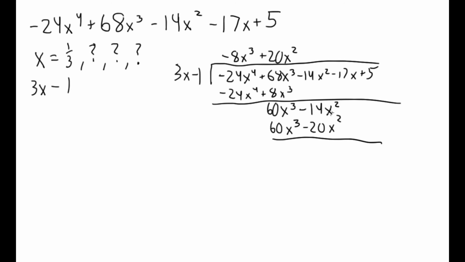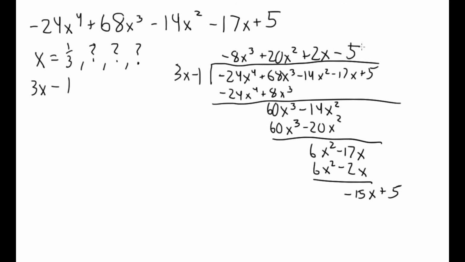Sorry, I forgot to bring down the negative 14x squared there. Okay. 3x into 6x squared is 2x. And we have to bring down that plus 5 somewhere, okay? 3x into negative 15x is negative 5. Let's just finish this one out to prove that we do get 0 as a remainder. Okay, so we're left with a cubic quotient here.